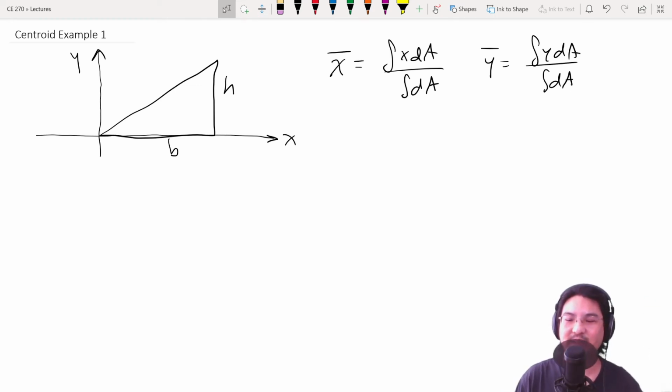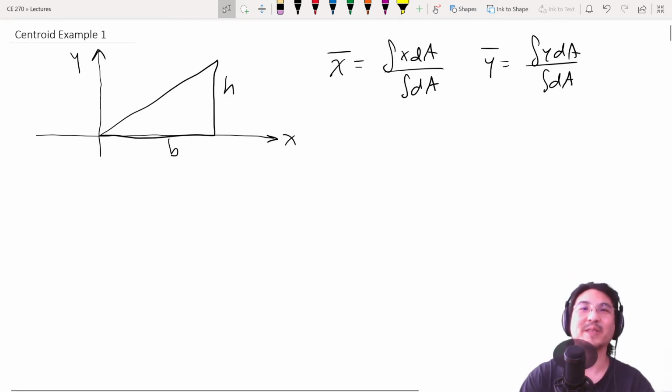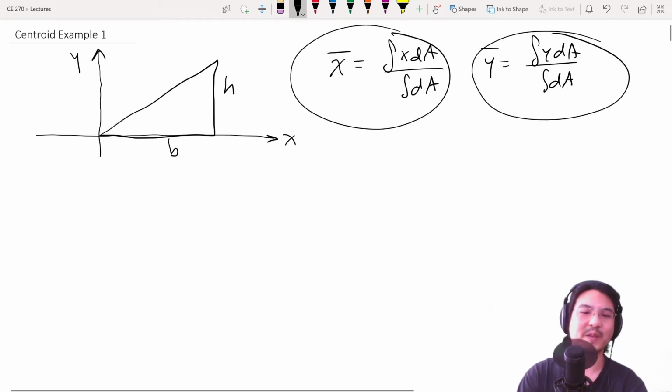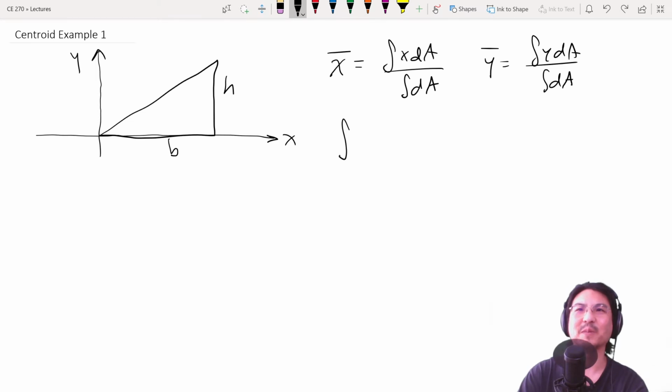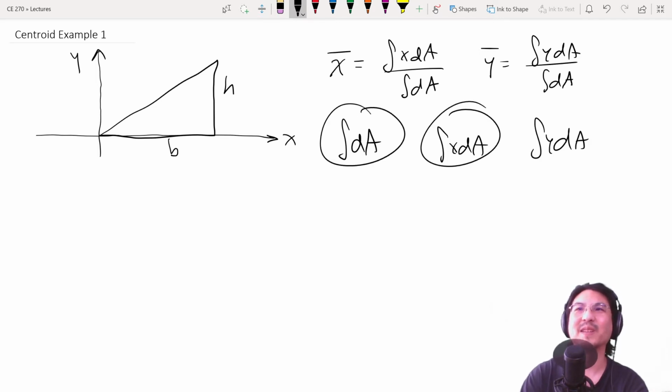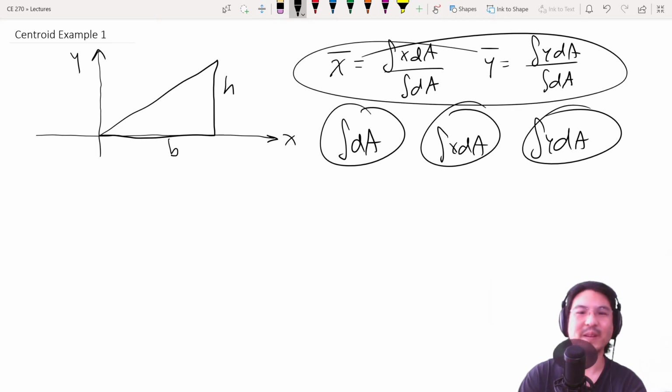All right, let's actually compute the centroid of an example this time. Let's start with something simple like a triangle here. We know the base and the height, and we want to compute the centroid. So we need to do these computations, which really breaks down to computing this denominator and then this numerator for the x component and this numerator for the y. We just need to get these three, then we can get everything.